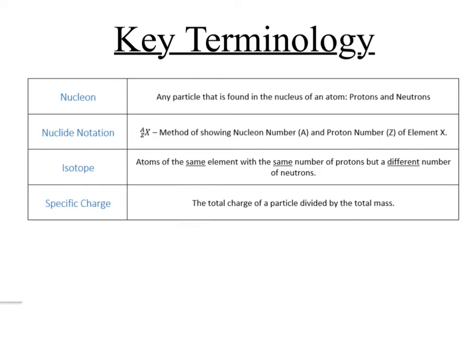So to give you an example of nuclide notation, for carbon 12 it looks like this, and what this is telling you is that carbon has 6 protons and it has therefore 12 nucleons, which would mean it has 6 neutrons as well.